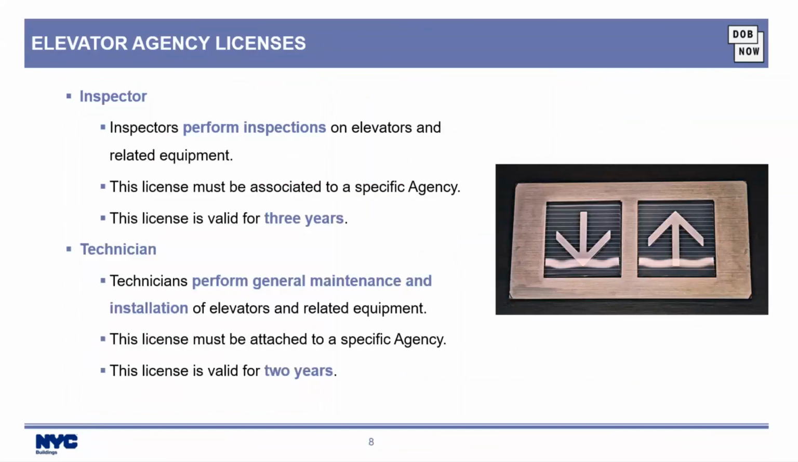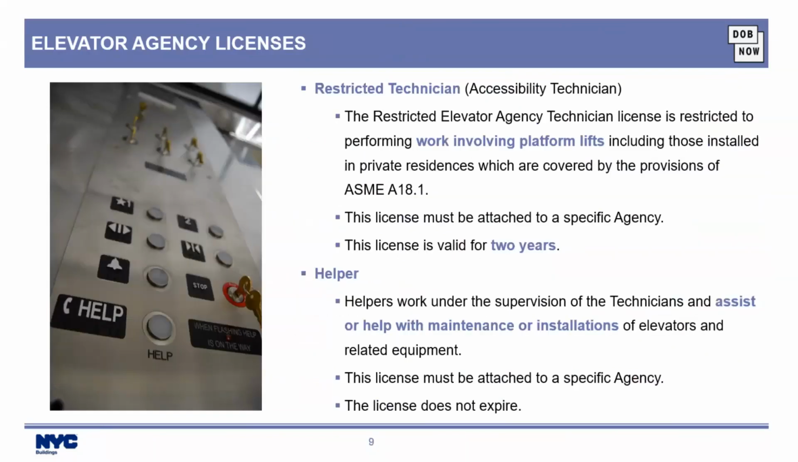Then come technicians. Technicians perform general maintenance and installation of elevators and related equipment. As we've said before, this license must be attached to a specific agency, and the technician license is valid for 2 years. Restricted technicians are also known as accessibility technicians, and this license is restricted to performing work involving platform lifts, including those in private residences. The restricted technician license must be attached to a specific agency, and it's valid for 2 years.